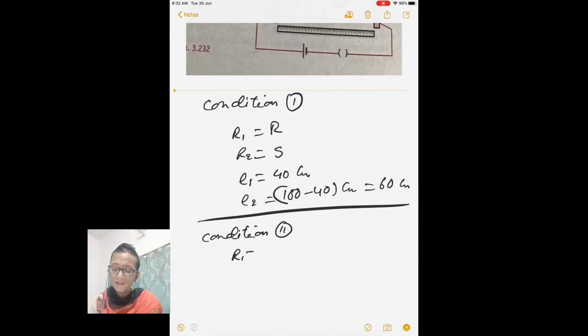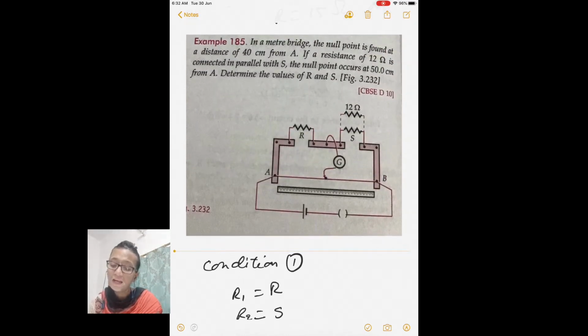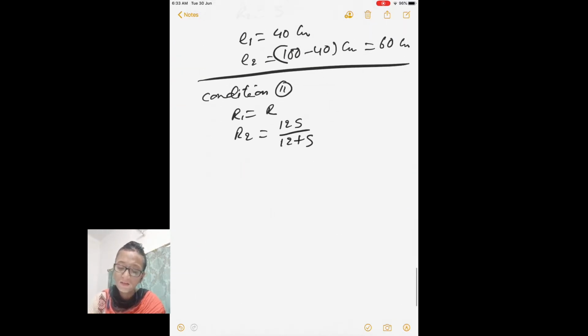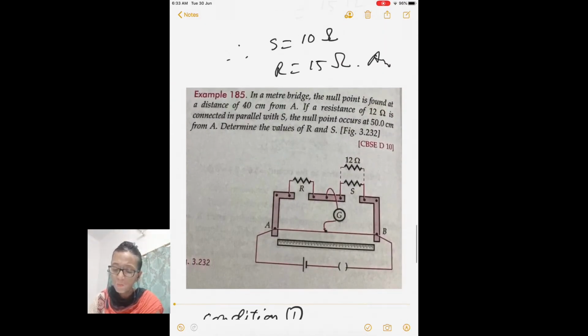You have R1 the same, R only. R2 has changed. Two resistors which are in parallel. So we will be finding the equivalent of these two parallel resistors, that is 12S upon 12 plus S. So this is your R equivalent. And L1 has changed due to this parallel combination of resistors.